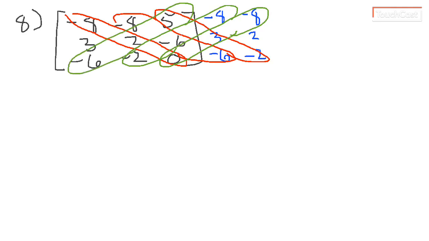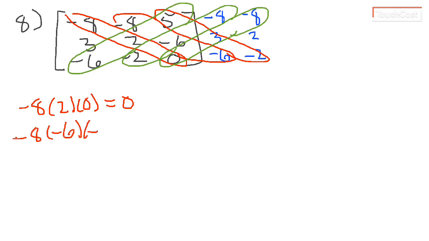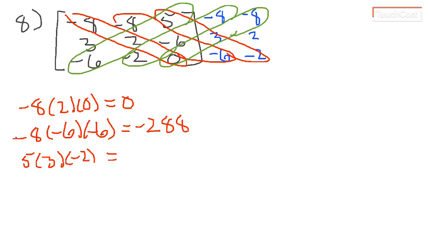Alright, so first we're going to have negative 8 times 2 times 0. So that's going to be 0. Negative 8 times negative 6 times negative 6 gives us negative 288. And then 5 times 3 times negative 2 is going to give us negative 30. So when we add those up, we're going to get negative 318.